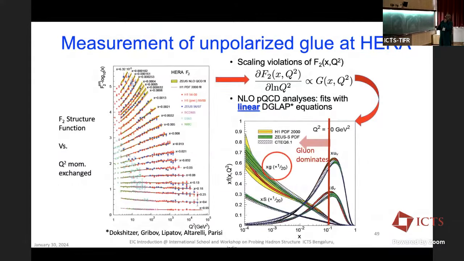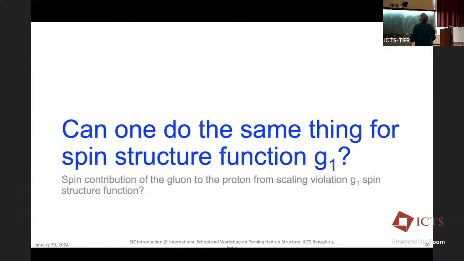So here is what we have learned. Here is my gluon region, low x, high Q squared. And then this is what we got from such an analysis. Now you could ask, you could do the same analysis with the g1 spin structure function. You could look for scaling violations of g1. Yes, because that's the same physics. I could look at the slope as a function of Q squared. And we did, we tried to do that.